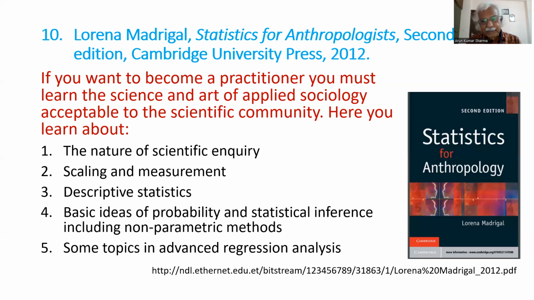Statistical inference is divided into two types, parametric and non-parametric. And this book, for certain types of data, for certain issues, and also depending on sample size, sometimes you go for parametric methods, sometimes you may have to depend on non-parametric methods. So it covers both, and it also covers some topics in advanced regression analysis.